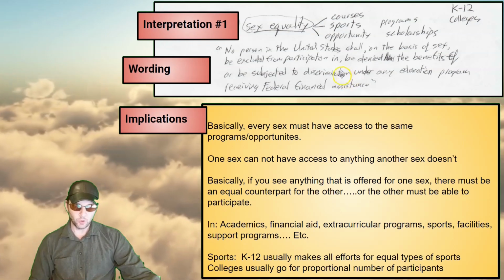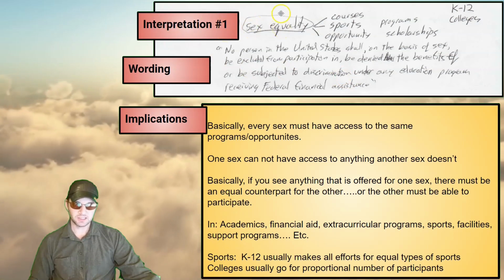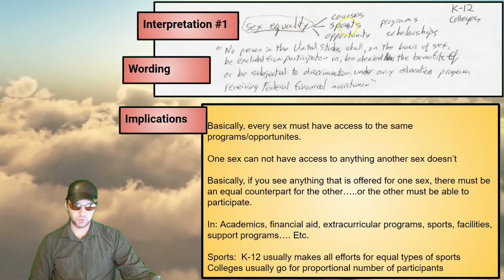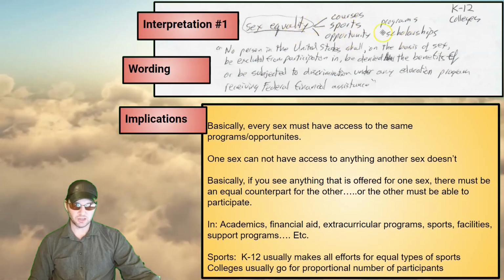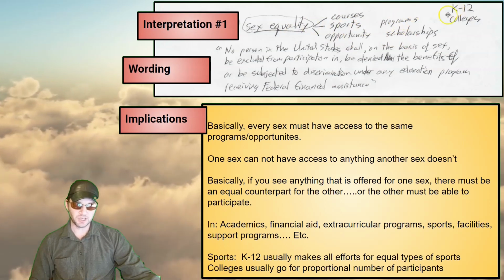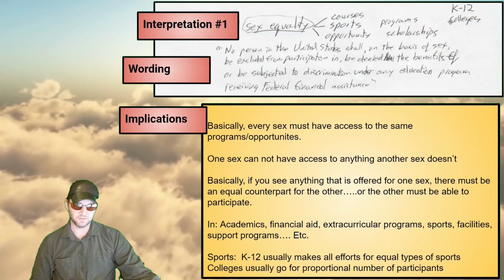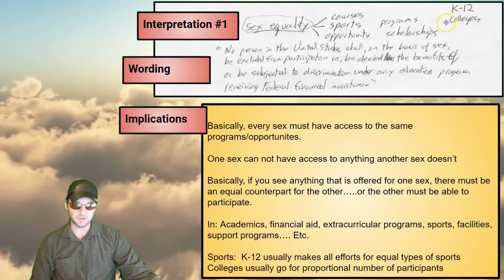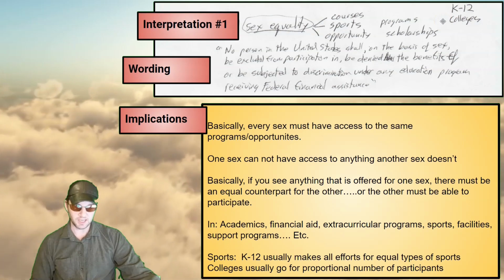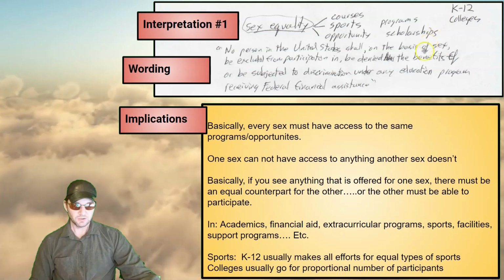So at its core was interpretation number 1, basic sex equality in basically everything: courses, sports, opportunities, scholarships, programs. It applied to K through 12 public education because they almost always receive federal funds, and colleges that receive federal funds or even federal financial aid. If the students receive federal financial aid, I do believe, check me on that, it makes them bound under Title IX. So what does this really mean?